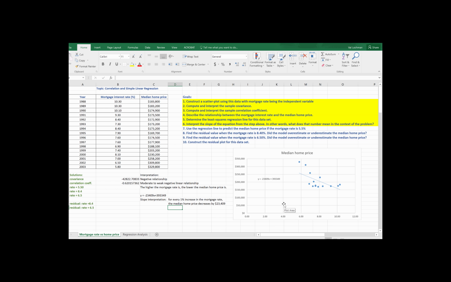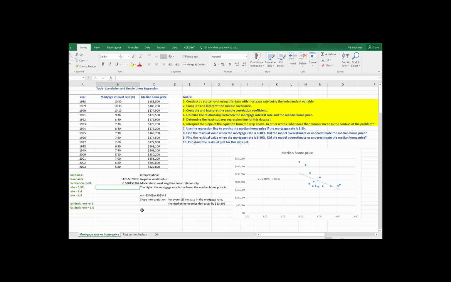Okay, for every 1 unit on the x-axis, the y value changes by whatever the value of your slope is. So if it's negative, it's decreasing. If it's positive, then it's increasing. Okay, that is your slope interpretation. All right, next question. Use the regression line to predict the median home price if the mortgage rate is 5.5%.